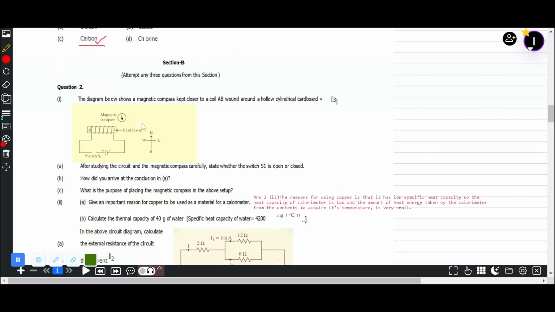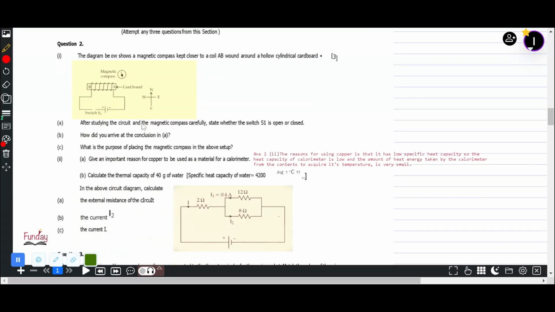Section B. Now we have theoretical questions. The diagram below shows a magnetic compass kept closer to coil AB wound around a hollow cylindrical cardboard. After studying the circuit and the magnetic compass carefully, state whether the switch is open or closed. So what is the magnetic field? Now if you see in this diagram, you will notice that Earth's magnetic field points inside the page. It's in north direction.